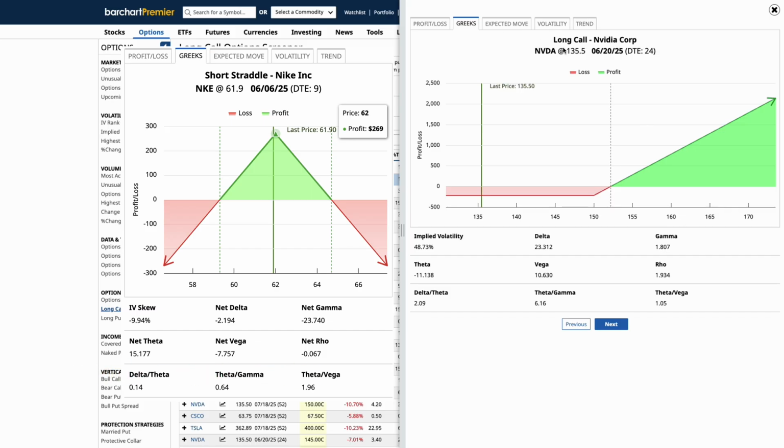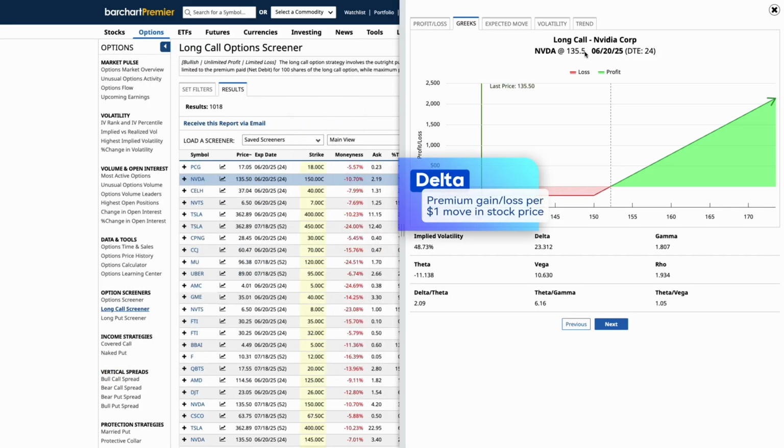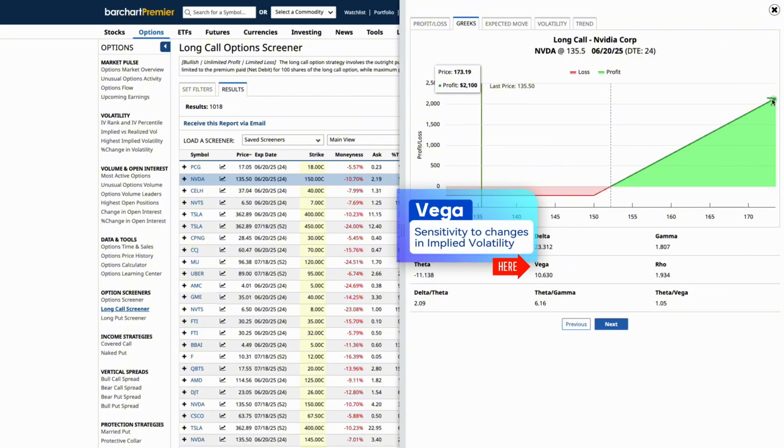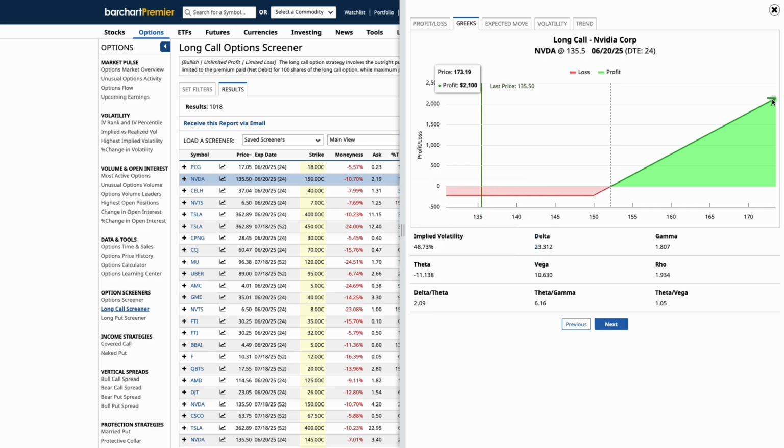These metrics tell you how sensitive your trade is to things like price movement, like delta, how much your option gains or loses as the stock moves, or time decay, theta, how much value your option loses each day, or changes in volatility, like vega, how much your option responds to changes in implied volatility. Use these to spot directional bias and exposure before market conditions change.